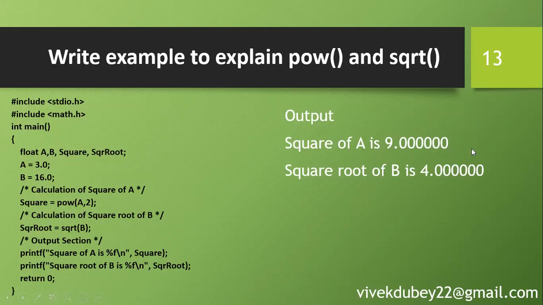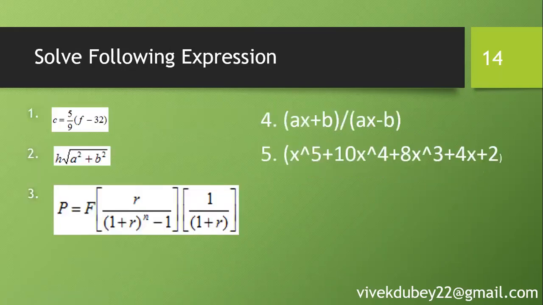Now see in the output we are getting this 9. Now square root, let B be 16. We should get the square root as 4. And whenever we print these 2, you will get: square of A is 9.000000, and square root of B is 4.000000. This is the default format to print real and float numbers.